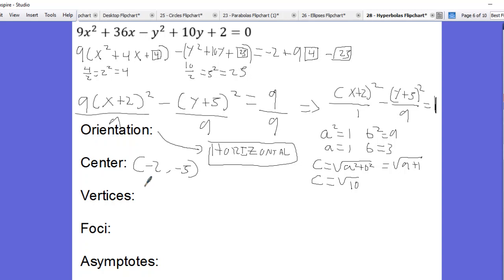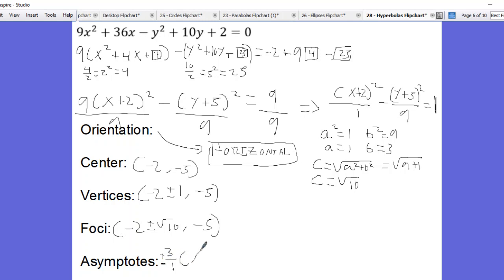And a is equal to 1. Our vertices will be at negative 2 plus or minus 1, comma negative 5. And our foci will be at negative 2 plus or minus the square root of 10, comma negative 5. And our asymptotes, for horizontal orientation, are b over a, 3 over 1, plus or minus, times x minus h, x plus 2, plus k, minus 5. Switch the sign for the term inside the parentheses, don't for the term that's not. The x term is inside the parentheses, the y term is not.